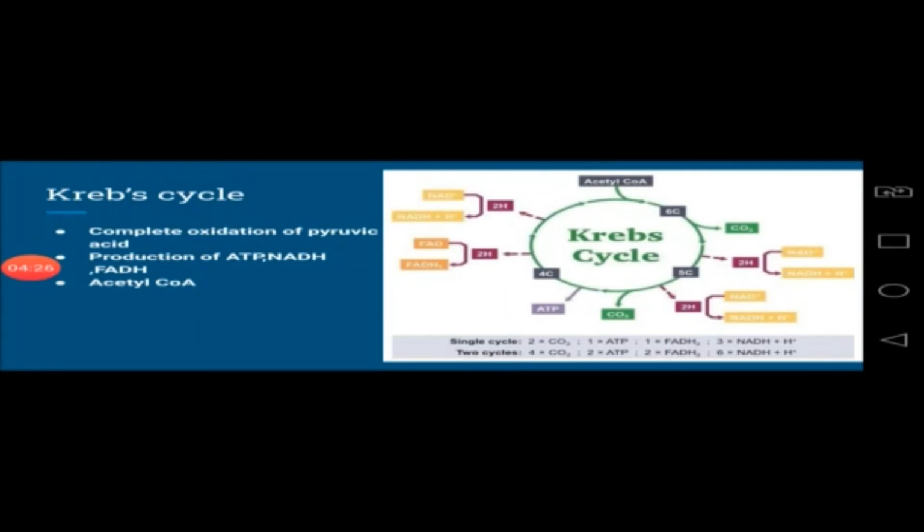In Krebs cycle, the pyruvic acid is completely oxidized along with the formation of ATP, NADH and FADH2, and before entering the Krebs cycle, pyruvic acid is converted into acetyl-CoA.